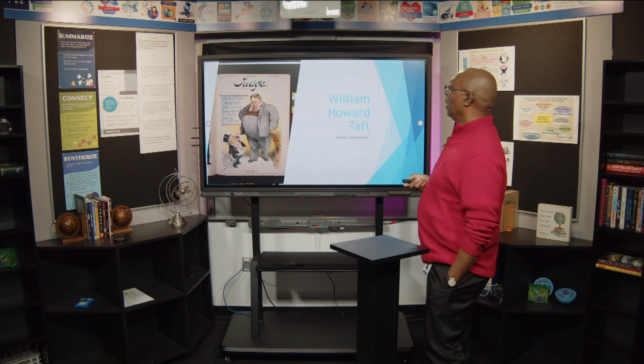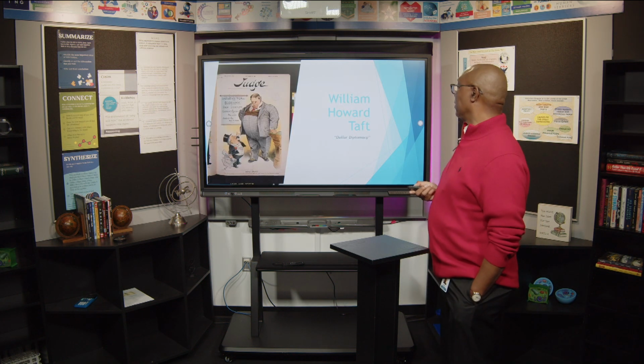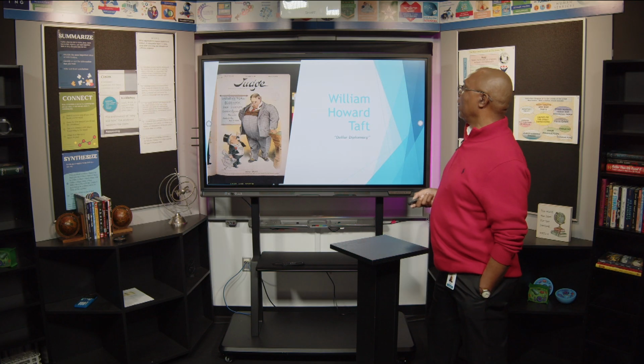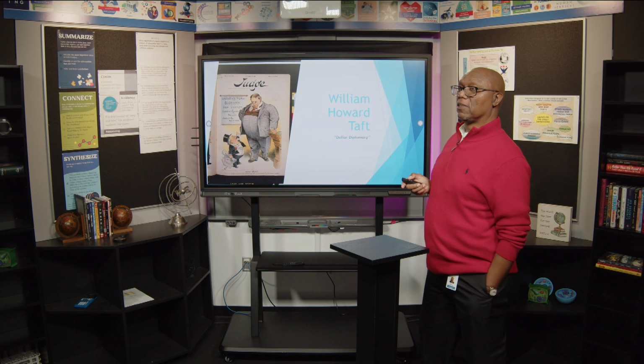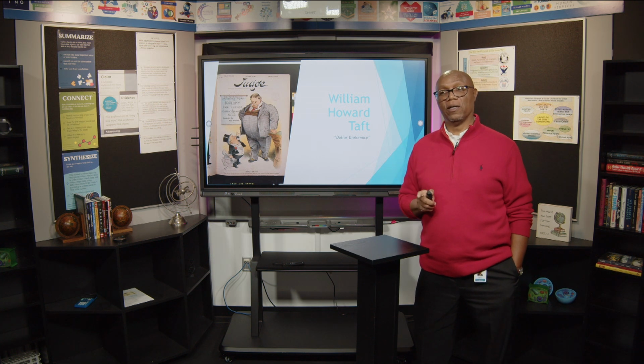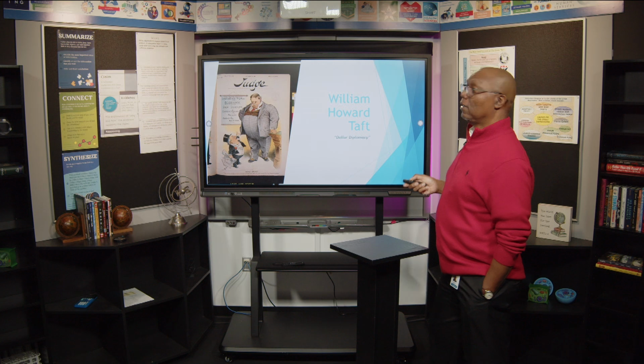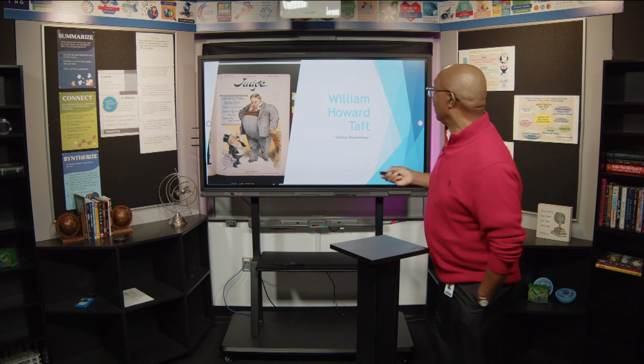Here's a picture, a cartoon, of William Howard Taft and dollar diplomacy. It says obedience to the law, economy, ship subsidy, currency reform, prompt judicial action. And then you look at it, it says Roosevelt's policy was down here. So when looking at it, what we're telling you is that his approach is a little bit different, but when his approach doesn't work, he reverts back to Theodore Roosevelt's big stick diplomacy. And he did so because he could.